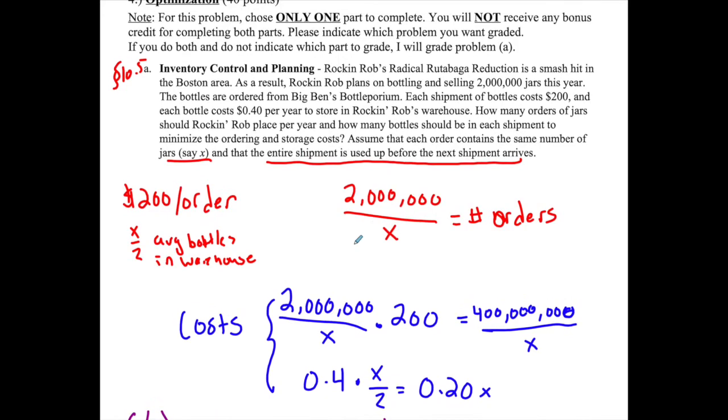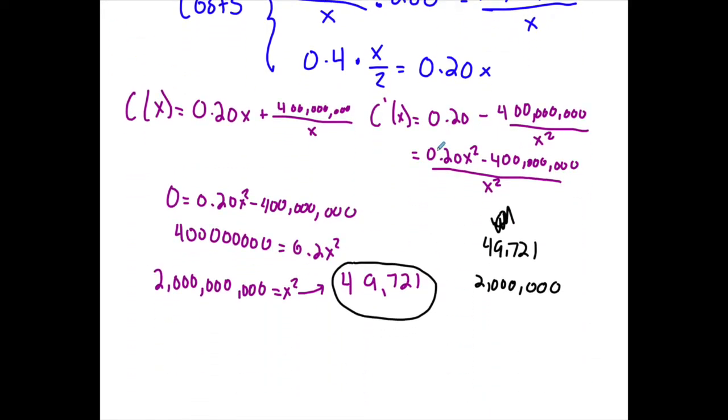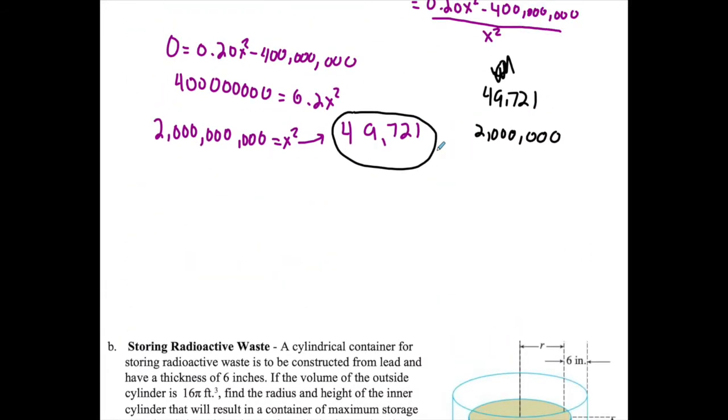Okay, so here's what we need to know. We need to know how many orders of jars should Rock and Rob place, and how many jars should be in each shipment. So, the number of jars is 49,721. And now to get the number of orders, I'm going to take my 2 million and divide by 49,721.